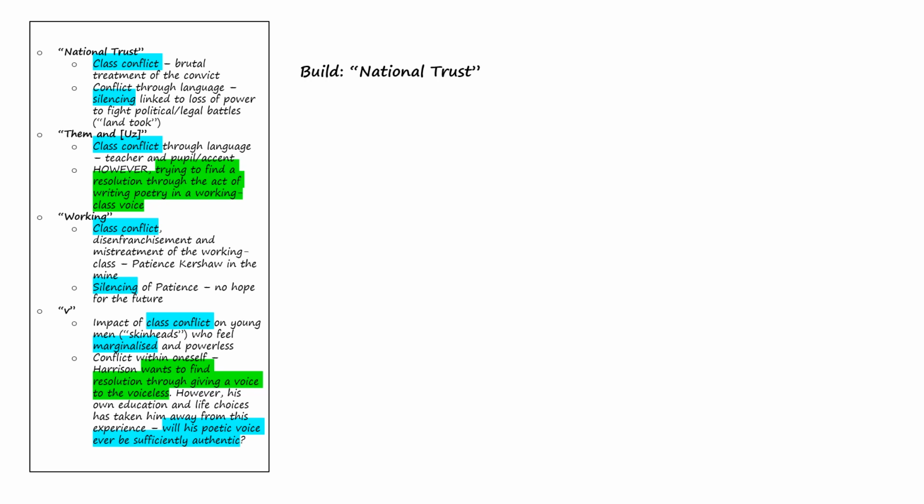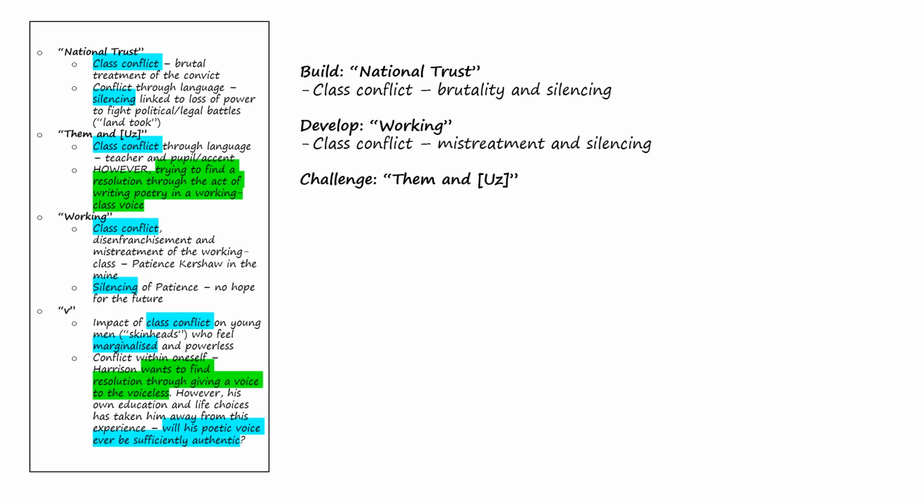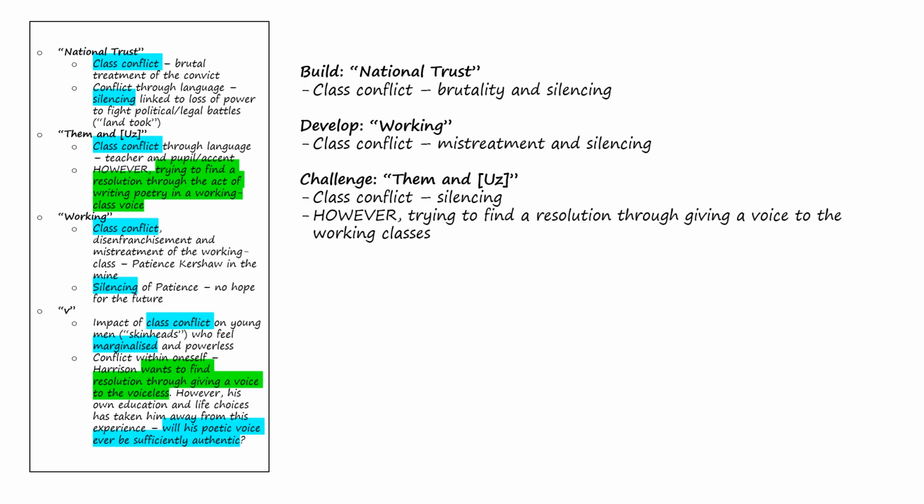So my first paragraph in my plan is to build that main line of argument, and I'm going to do that through looking at the poem National Trust. Then I'm going to develop that line of argument through looking at Working. I'm going to challenge, so here I'm going to pull out those green ideas. I'm going to challenge using Them and Us. I'm going to talk about how it does show class conflict. However, we also see Harrison trying to find some kind of resolution. I'm going to resolve this, and this idea of resolving is really important because we've built our main argument, we've developed our main argument, and then we've moved over to the other side with our challenge.